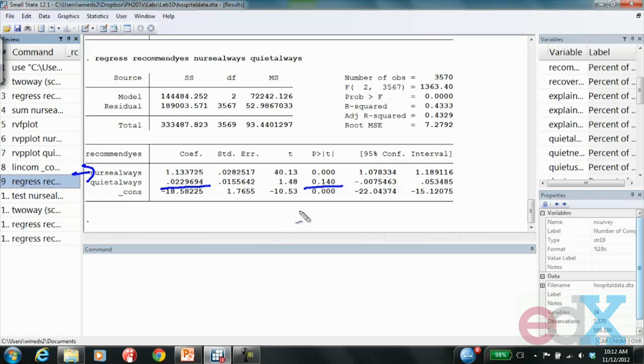So this is a classic example of collinearity, where we see an association between a covariate in a simple linear regression model, but when we add in another covariate, this covariate is no longer significant because of the high correlation between nurse always and quiet always.